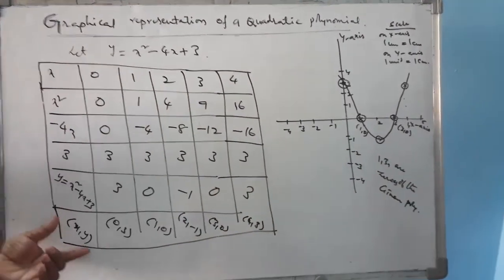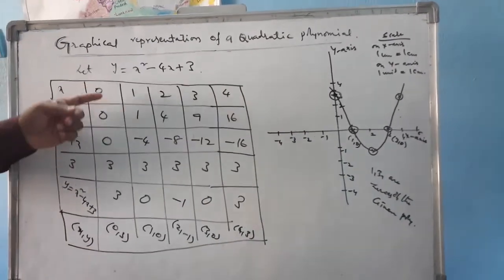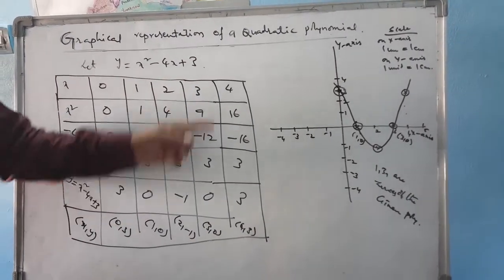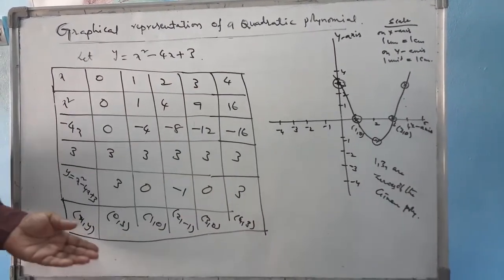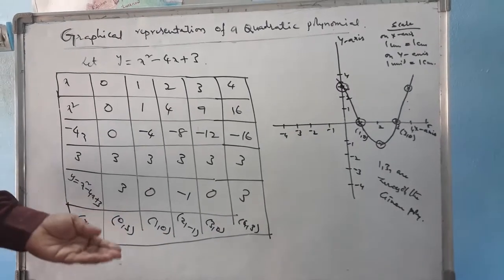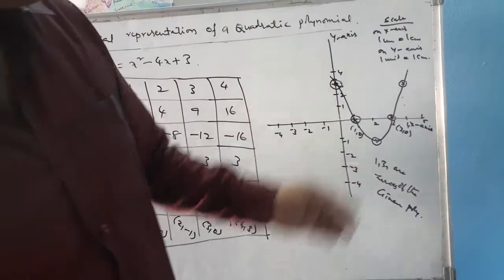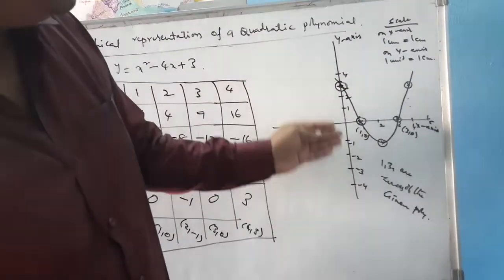Then we take the x comma y points: 0 comma 3, 1 comma 0, 2 comma minus 1, 3 comma 0, 4 comma 3. So these points we have to plot in the graph. We will get the graph like this.